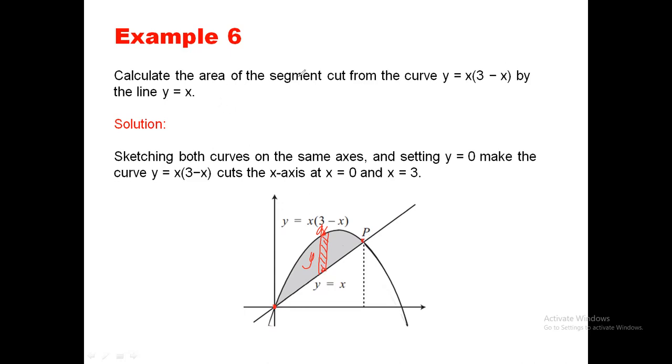Calculate the area of the segment cut from the curve y equal to x times the quantity 3 minus x by the line y equal to x. So this is this line here. Now, the values of this one and this, you need to determine just in case it's not given. However, it's already given in here. So just in case it is not given, for the boundary of the line and the curve in which you're interested in the area, you just equate again the equation of this y and this y in here.